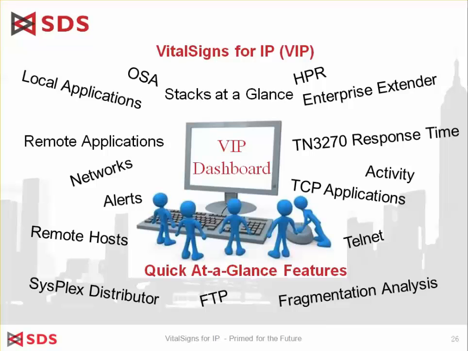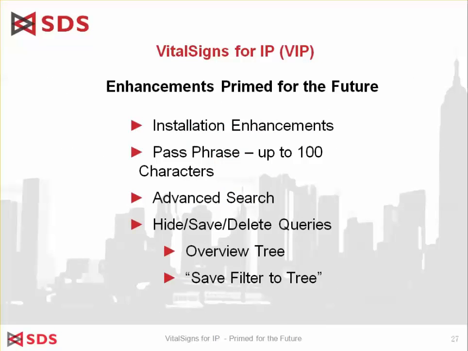The Applications at a Glance screen provides you with a useful summary view of your applications. UDP and TCP across all systems are filtered for just one: OSA, TN3270 response time, FTP, HPR, remote applications, remote hosts. As you can see, there are so many more. VIP enhancements provide current system software support and can make your job easier.